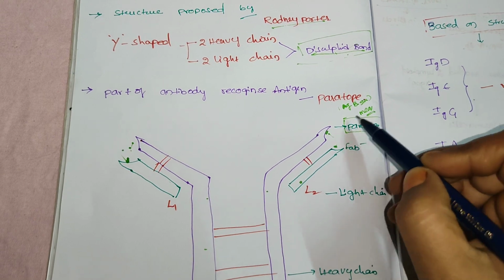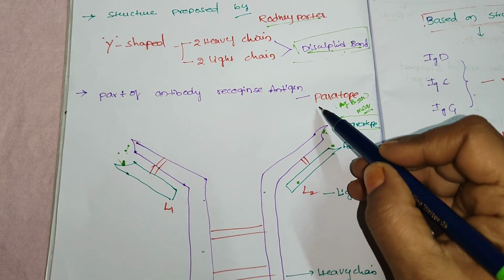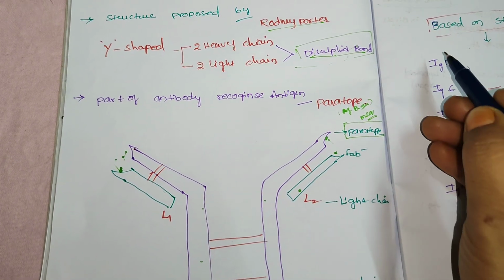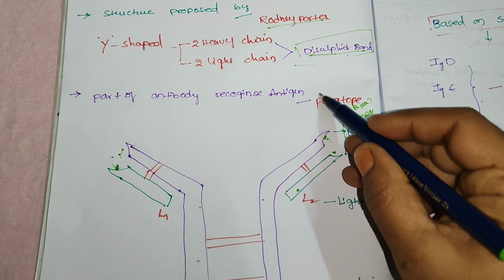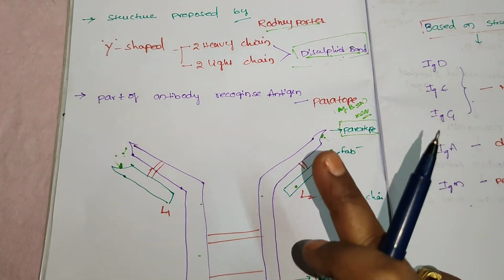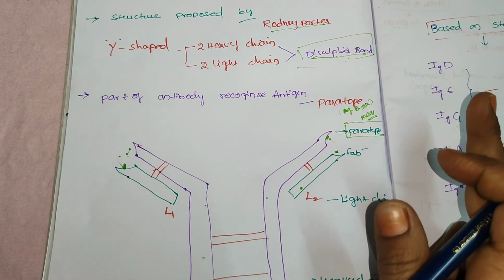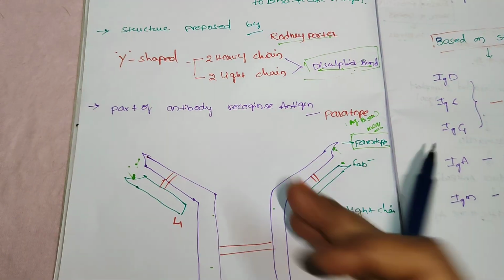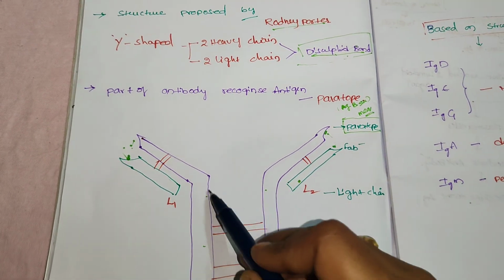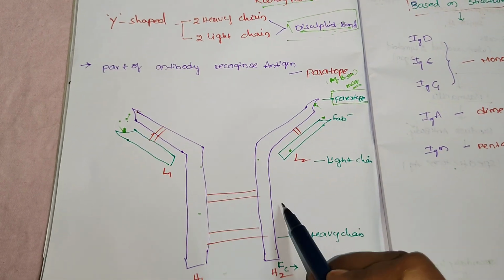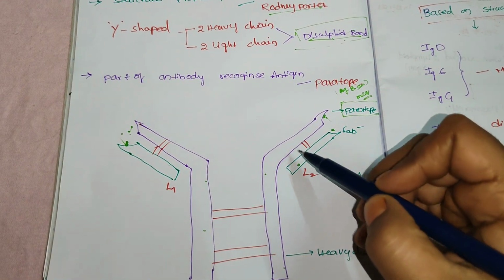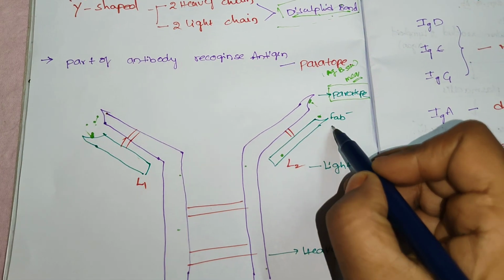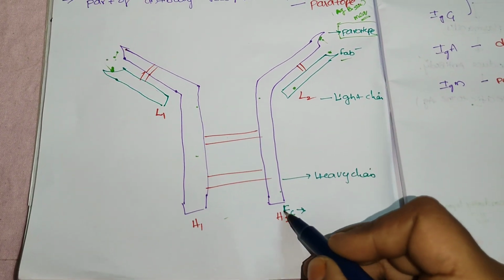There are different questions from this topic: What is paratope? What is epitope? You have to remember that paratope is the part of antibody, epitope is the part of antigen, and paratope is the antigen binding site. Clear? So the antibody is Y-shaped. It has 2 heavy chains and 2 light chains, combined with the disulfide bond, and it has a Fab end and an Fc end.